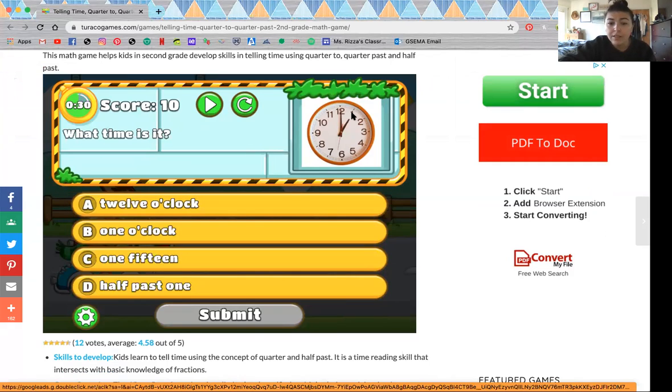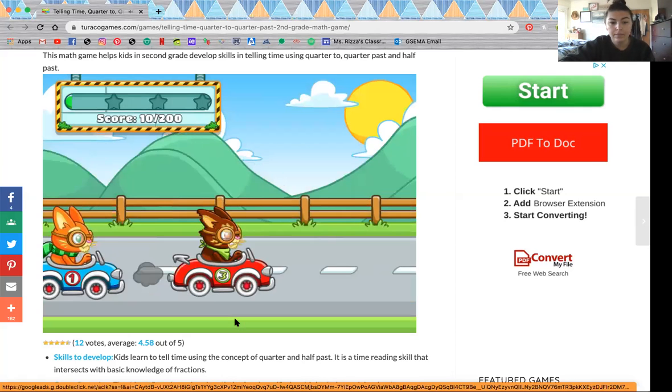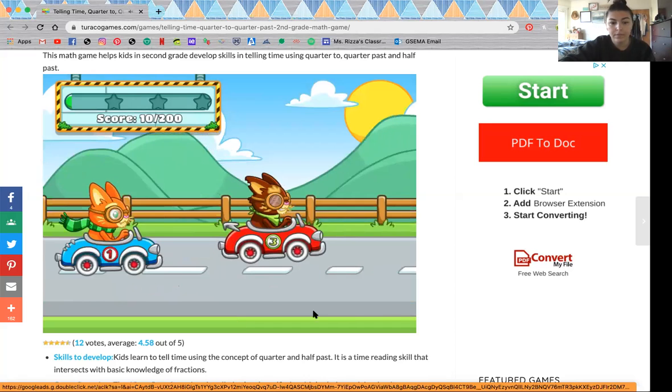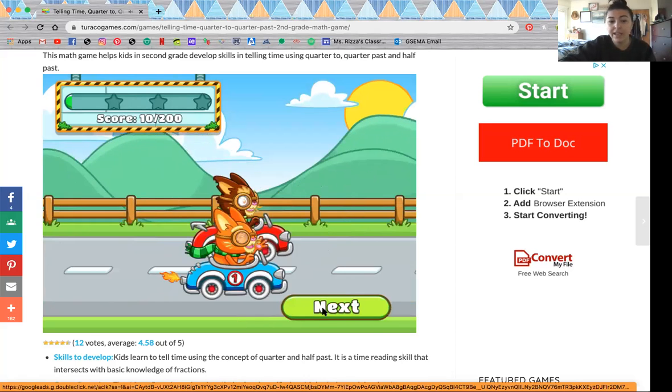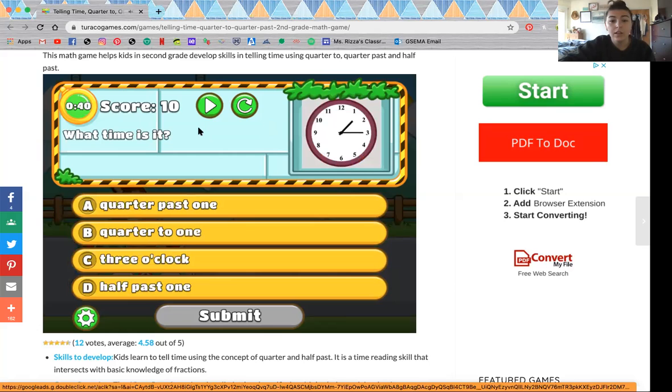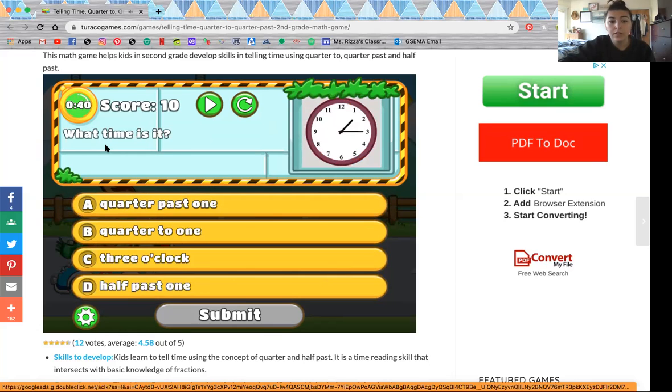So I'm looking at the hour hand, and it's on the 1. The minute hand is on the 12, so I know it's not 12 o'clock, it's 1 o'clock. And I can change, so I pressed 12 by accident. I changed it to 1, and I'm gonna press submit when I'm ready. And then I'm gonna press next again.